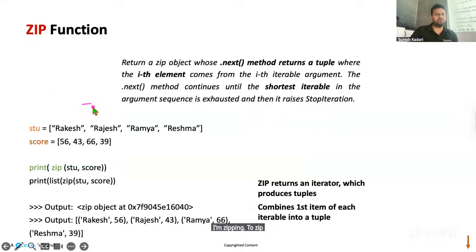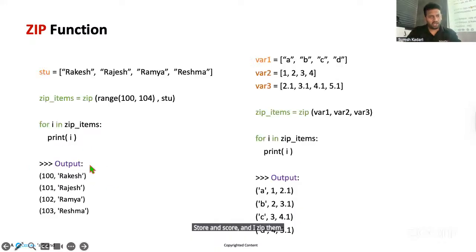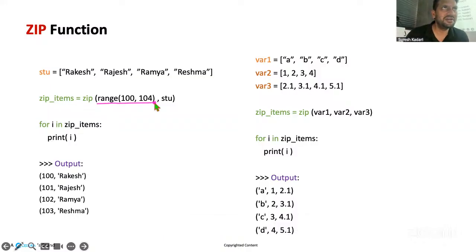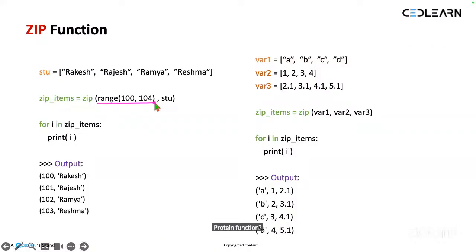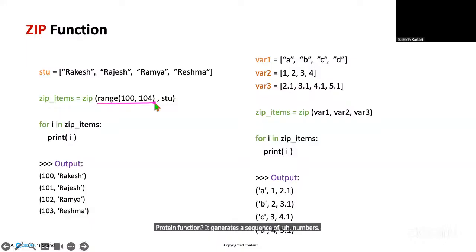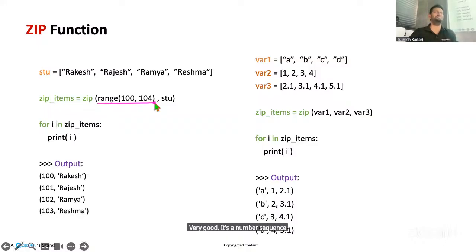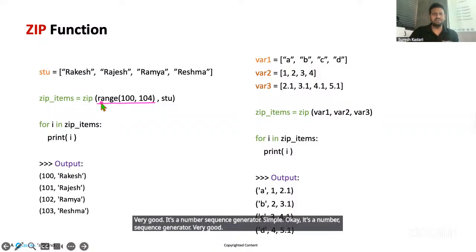So here I'm zipping. To zip, earlier I used two objects, stu and score, and I zipped them. Or I can use one range. What is a range? Is it a method? A built-in function which generates a sequence of numbers. Very good. It's a number sequence generator. Simple. So this is range.